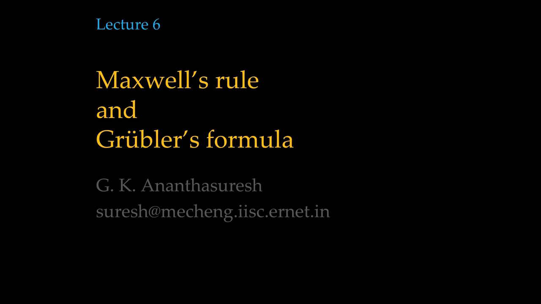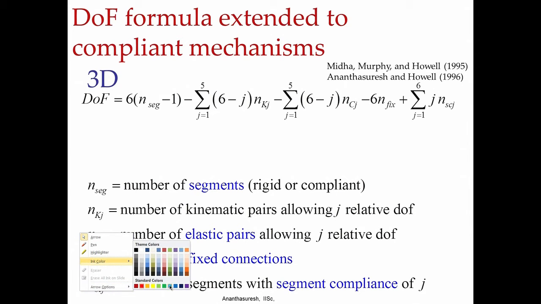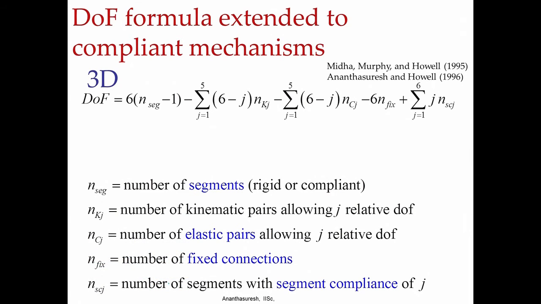So, let us look at the Grubler's formula and what its deficiencies are, and then consider Maxwell's rule and what its deficiencies are. Turns out both are actually equivalent. So, let us start with what we have already discussed, which is this degrees of freedom formula for compliant mechanisms, where we have modified it. Okay. The modifications, once again I will underline.